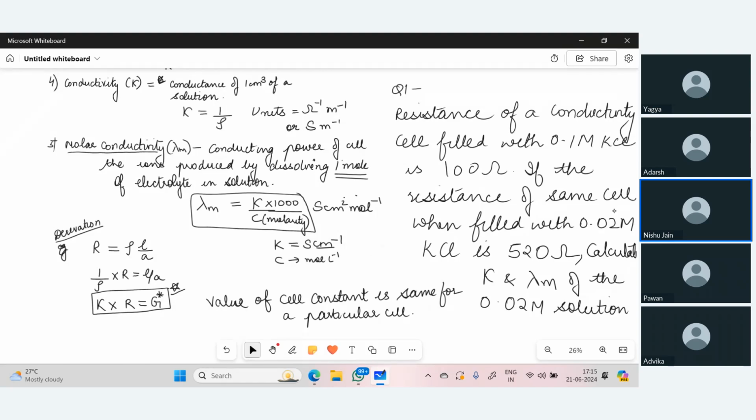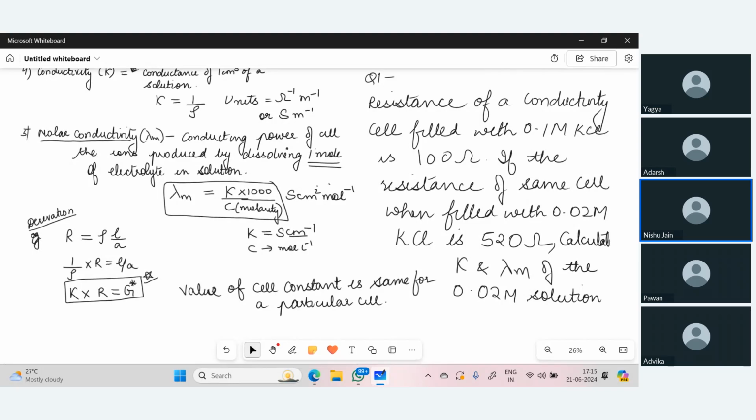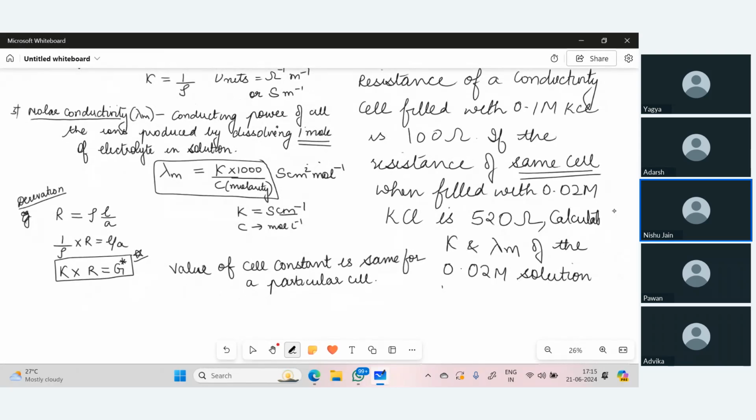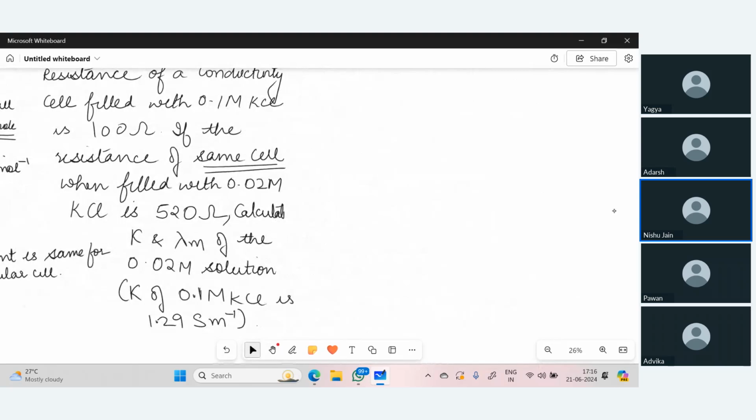The resistance of a cell filled with 0.1 molar KCl is 100 ohms. If the resistance of the same cell when filled with 0.02 molar KCl solution is 520 ohms, calculate the conductivity and molar conductivity of the 0.02 molar KCl solution. It is given that the conductivity of 0.1 molar KCl is 1.29 Siemens per meter. So this is the question. Write it down, then I will explain.